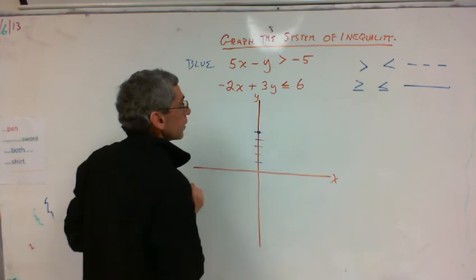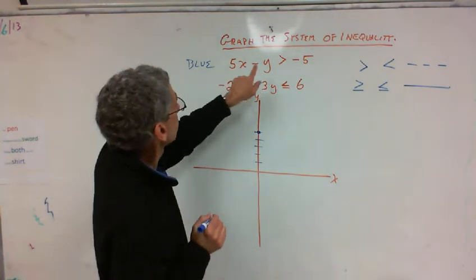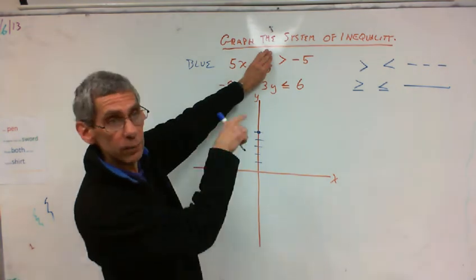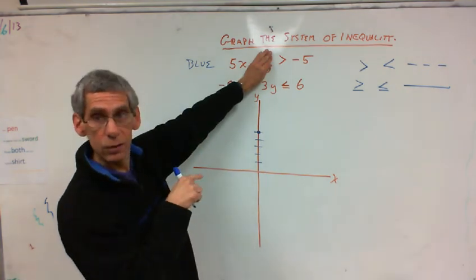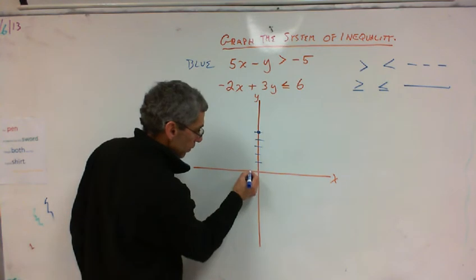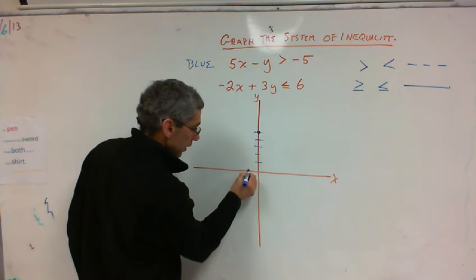Okay, now to find my x-intercept, I'm going to make y 0. So 5x is equal to negative 5. Divide both sides by 5. X is equal to negative 1, right? X is equal to negative 1. Here we go. Boom. I'm going to put a dot there.